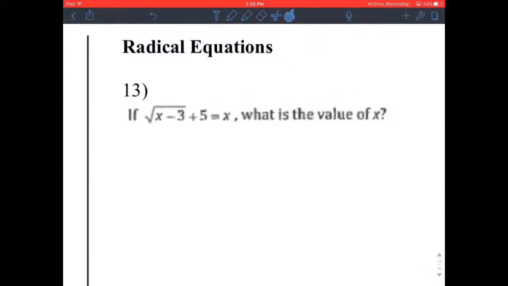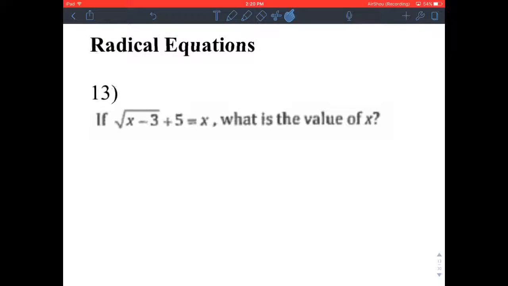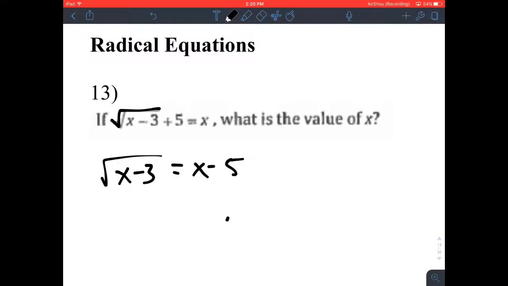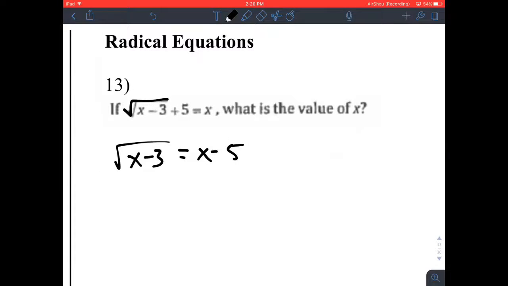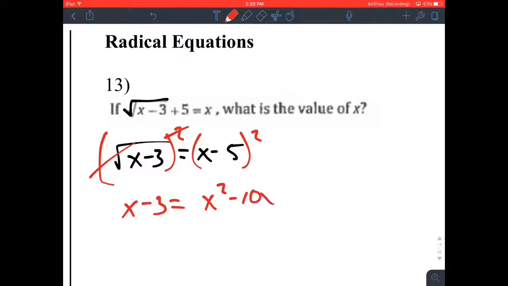Number 13, radical equation. What's the value of x? If you have an equation that has a radical in it, and you want to solve for x, you need to first get the radical by itself. Then, you need to get rid of the radical, and to do that, we're going to square both sides of this equation. As mentioned earlier, squaring a square root cancels, so we have x minus 3. On the right, if we square this binomial, we're going to get x squared minus 10x plus 25.